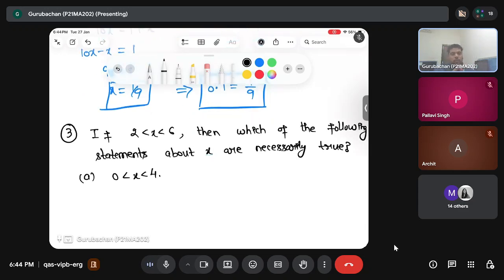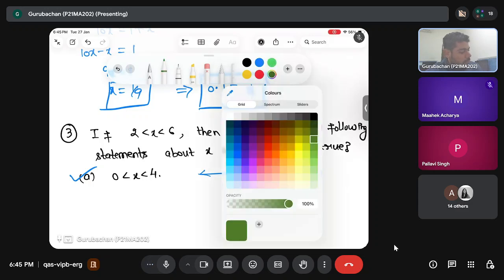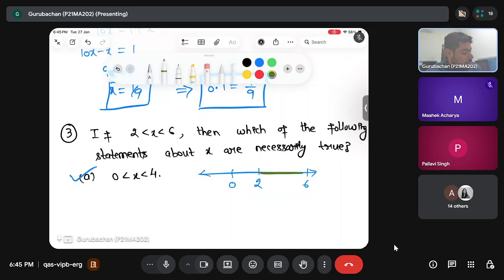Is this true in this scenario? I hope you understood the question. Yes, sir. So in this case it is true. Why? If you draw it, x lies at any number. Suppose this is 0, this is 2, and this is 6. So the interval that you have asked about is this one, but with an open sign.